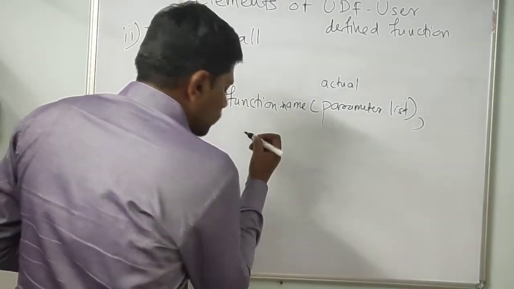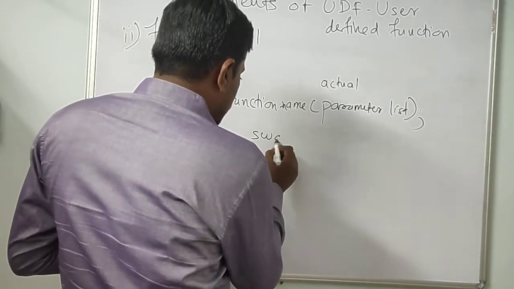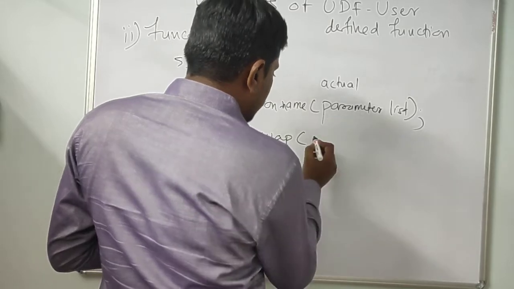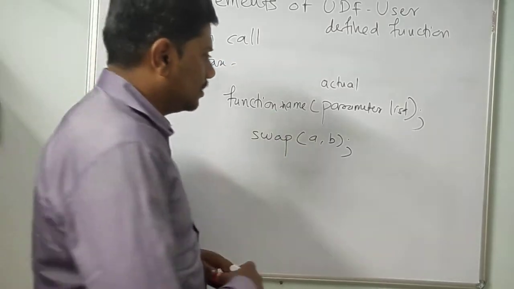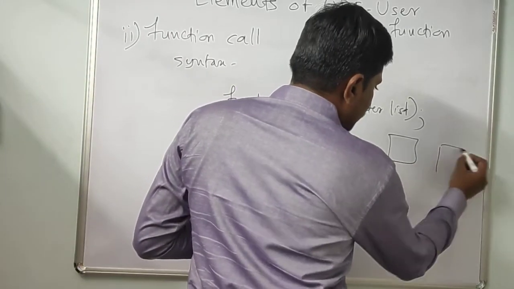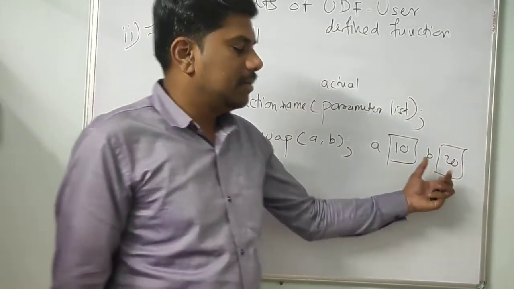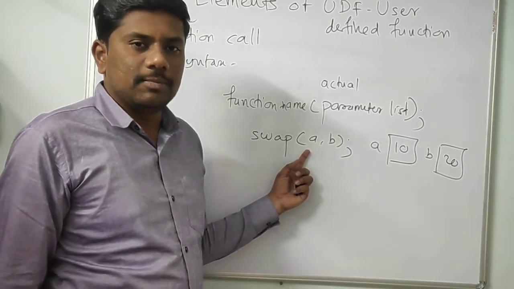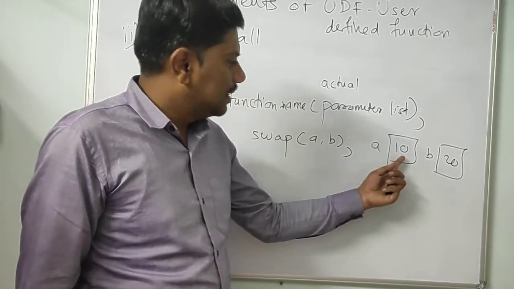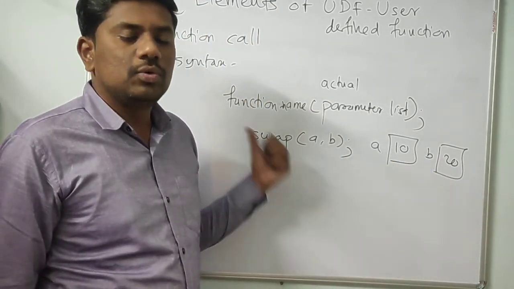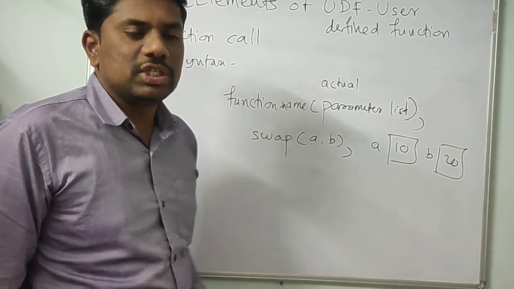So example in C, suppose I'm using the swap function. So function name is swap, and I can give here a comma b. So in a and b, suppose you have these variables, a is 10 and b is 20. I'm giving here variable names. So swap function will be called by passing this 10 and 20 value to swap. So this 10 and 20 value will be given to swap function as an input.